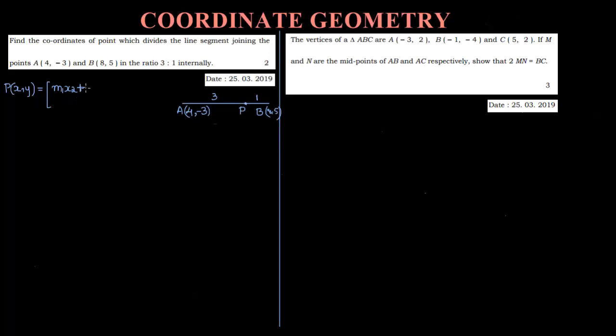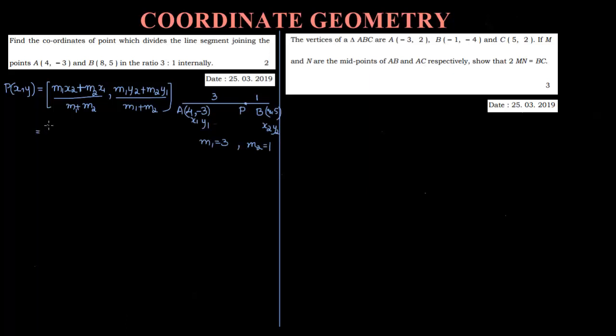So m1 x2 plus m2 x1 divided by m1 plus m2, comma, then we will be writing the y coordinate. So m1 y2 plus m2 y1, and this will be divided by again m1 plus m2, right? So let it be x1 y1, let it be x2 y2, and let this be m1 and let 1 be m2.